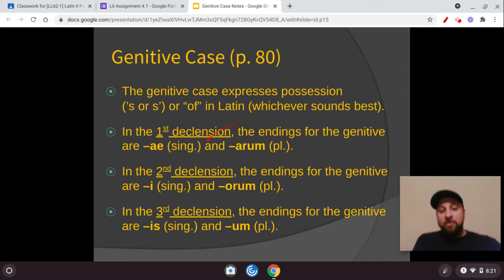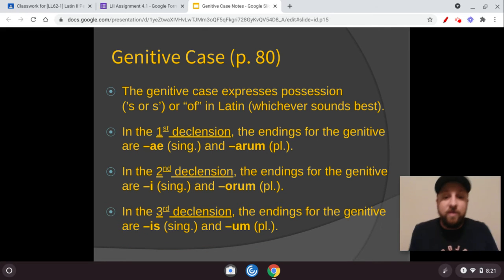When you see ARUM and ORUM, the genitive plurals in the first and second declensions, they're always going to be "of the whatevers": feminarum, of the women; servorum, of the slaves. It just kind of is straightforward. But the problem with the other ones is they all can mean something else.